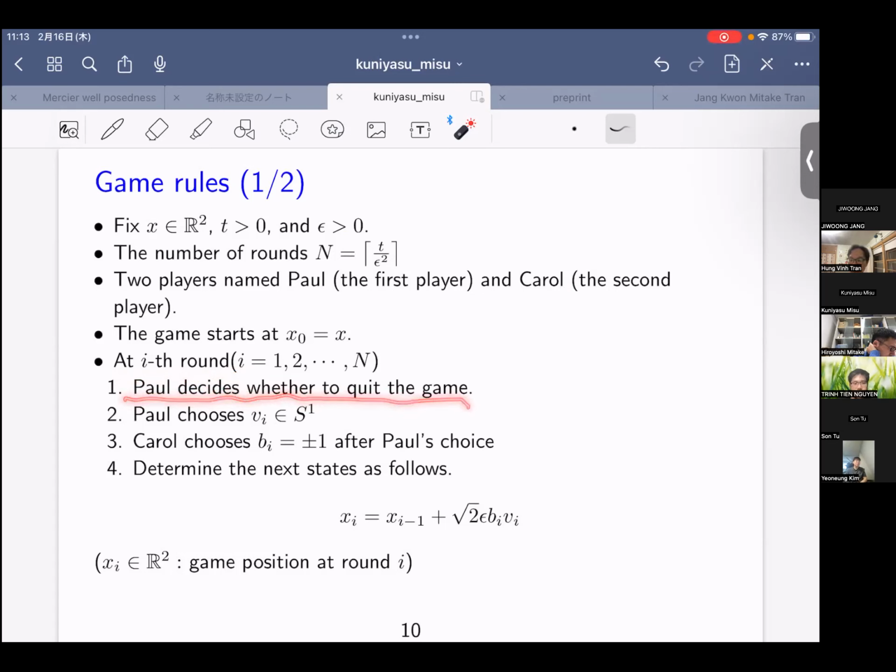Paul decides whether to quit the game, and then, if Paul does not quit the game, Paul chooses a unit vector v_i. Then after Paul's choice, Carol chooses plus one or minus one, and determines the next state as follows.